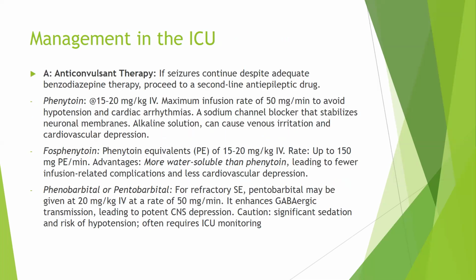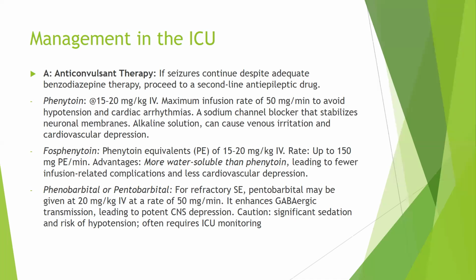Then number two is anticonvulsant. That is your second line treatment. If seizures continue despite adequate benzodiazepine therapy, you want to proceed to the second line antiepileptic. You have phenytoin. Loading dose is 15 to 20 milligram per kg IV. You don't want to exceed 50 milligram per minute infusion, to avoid hypotension and cardiac arrhythmias. Don't forget that phenytoin is a sodium channel blocker, and it's alkaline, so it can cause venous irritation and cardiovascular depression.